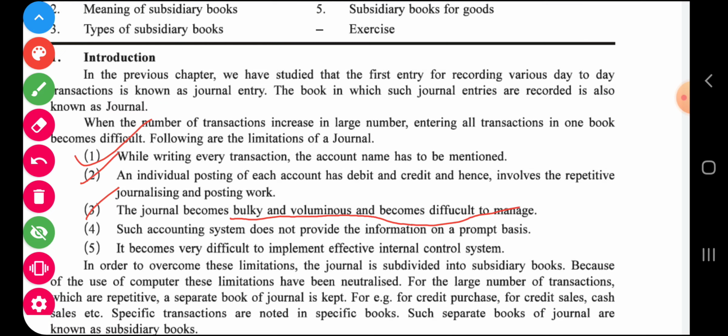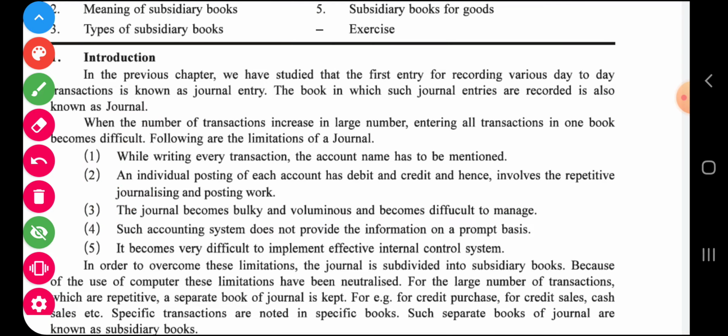For example, if we record 25-30 transactions, then also it is going to take around 3 to 4 pages. So think about a business which is having hundreds of transactions on a daily basis. On a monthly basis, there will be thousands of transactions. So for them it is very bulky to keep all transactions in the journal. Such an accounting system does not provide information on a prompt basis. Often you do not get quick information. It becomes very difficult to implement effective internal control because there will be only one person who is going to maintain the journal, and keeping control over that becomes a bit difficult.